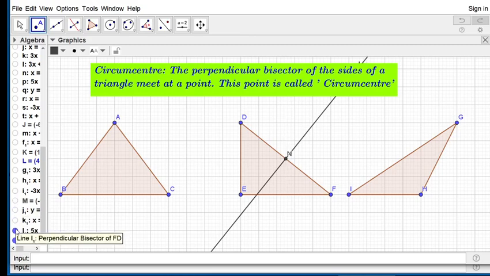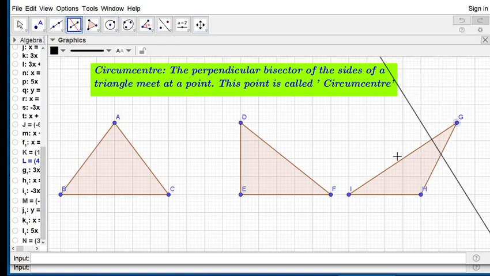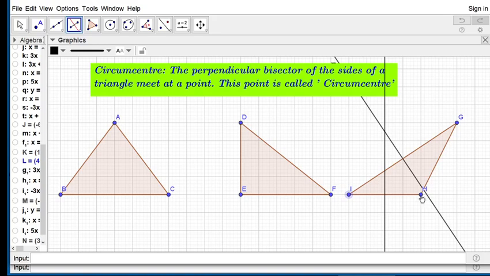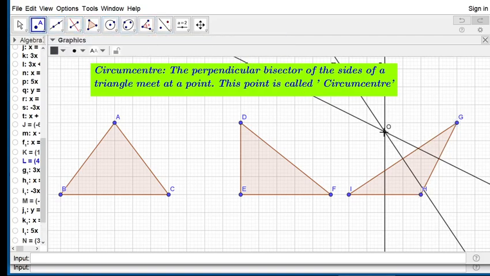Now the next is the obtuse angle triangle. Let me find it. Yes, this is the perpendicular bisector of GI. This is of this side, and this is of this one. Like the orthocenter, the circumcenter of an obtuse angle triangle lies outside the triangle. So two things we have discussed: the orthocenter and the circumcenter. I think I have made these two matters clear to you.